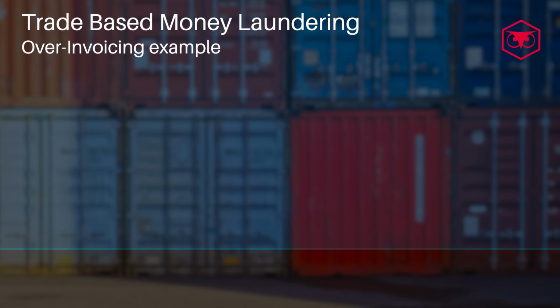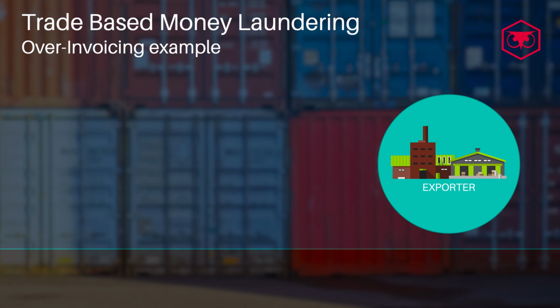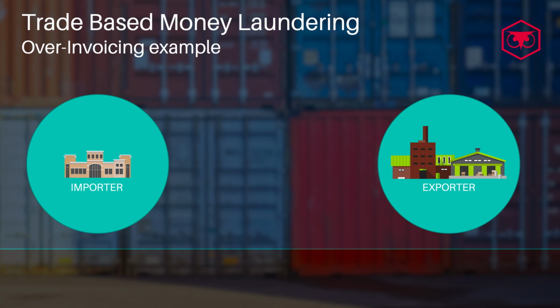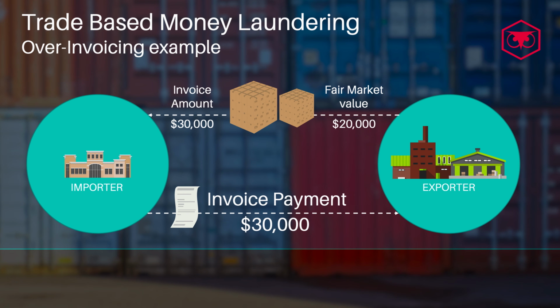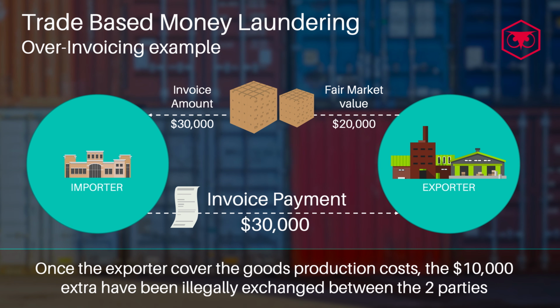Let's now look at over invoicing. In this example, you will see that the transfer of money is going in the other direction, from the importer to the exporter. So in this example, we've got an importer buying a volume of goods which on the fair market the value would be $20,000, but instead the exporter is over invoicing the importer and sending an invoice for $30,000 instead. So by doing this process, once the exporter covered the goods production cost, the additional $10,000 have been illegally exchanged between the two parties.